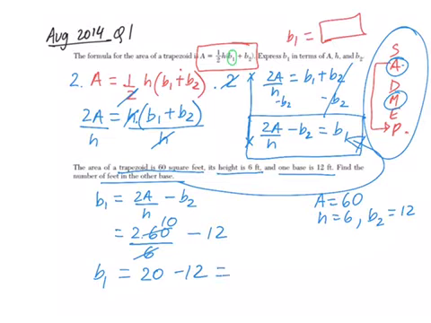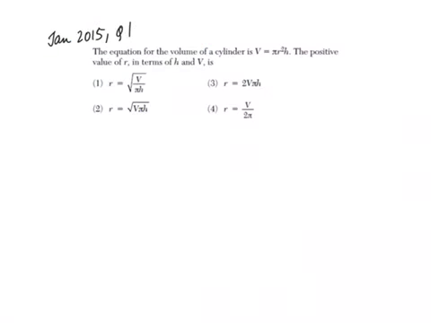What's 20 minus 12? 8 feet. So that's our answer. Okay, now this is similar to the question we did previously.